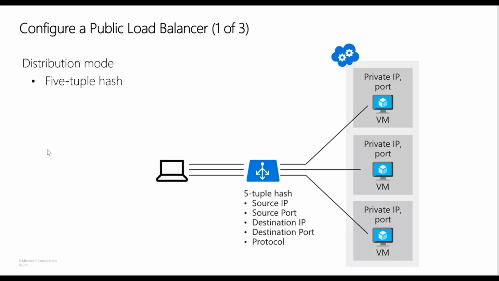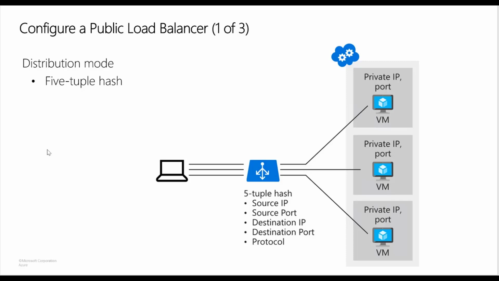A public load balancer maps the public IP and port number of the incoming traffic to the private IP address and port number of the virtual machines in the backend pool. The responses are then returned to the client. By applying load balancing rules, you distribute specific types of traffic across multiple virtual machines or services. There are two distribution modes that we need to discuss when it comes to load balancing. We already talked about 5-tuple hash, which is the default method.